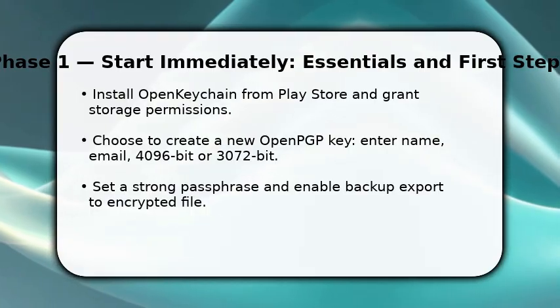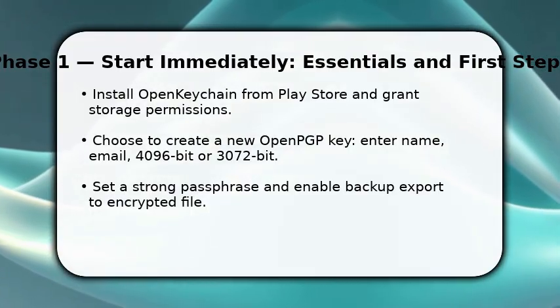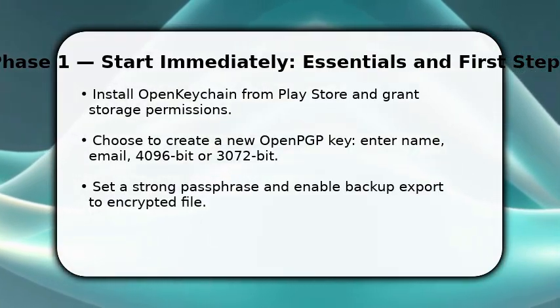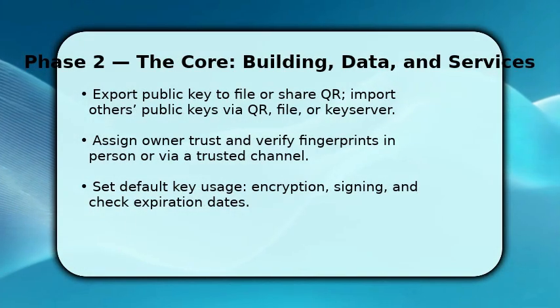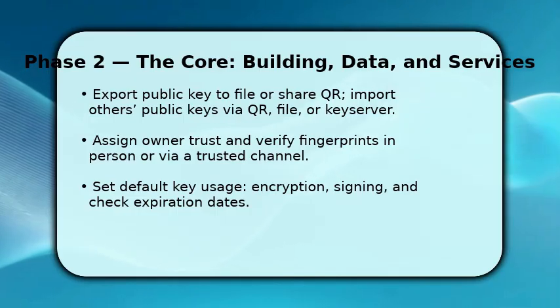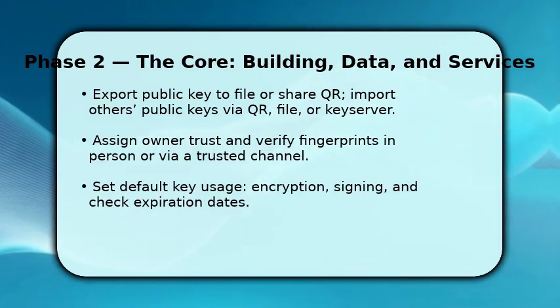You do this now because a generated key is the only identity Openkeychain uses to encrypt and sign messages for you. Once you have a key, share only the public portion. Export to a file, send via secure channel, or display a QR for scanning.